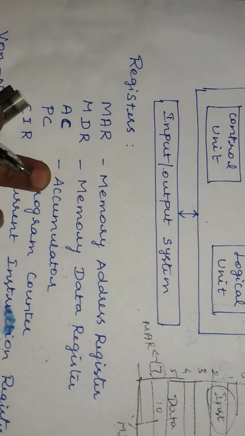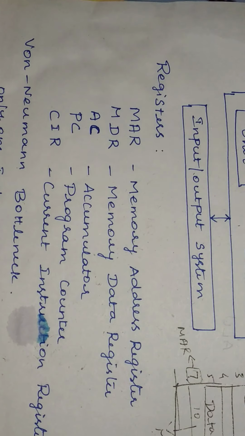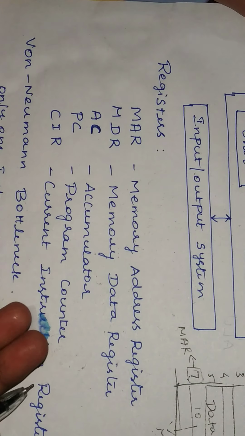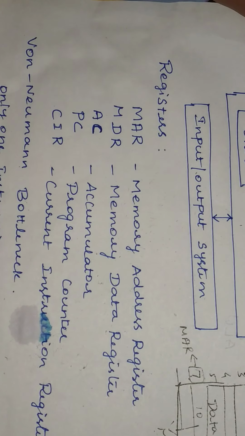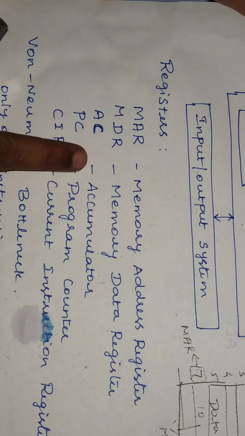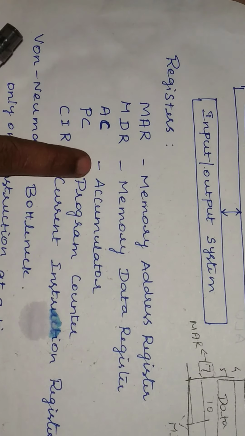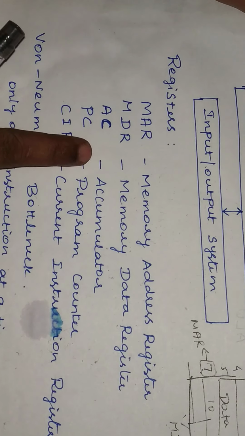And what is the accumulator? Whichever instruction we are trying to execute, we need to store some result. Usually the final result will be stored in the accumulator, and even the intermediate result will also be stored in the accumulator.